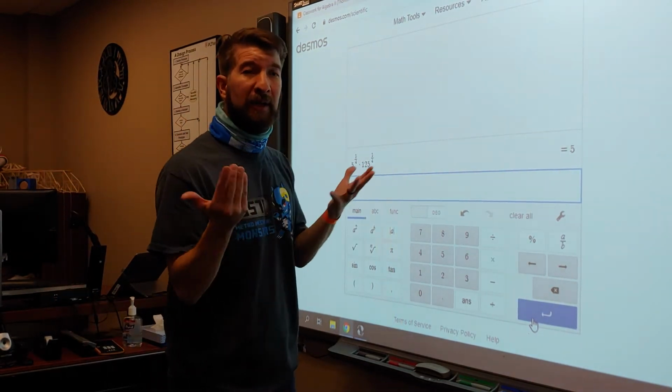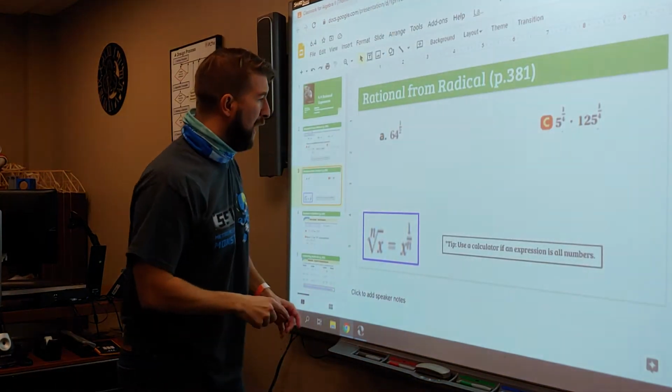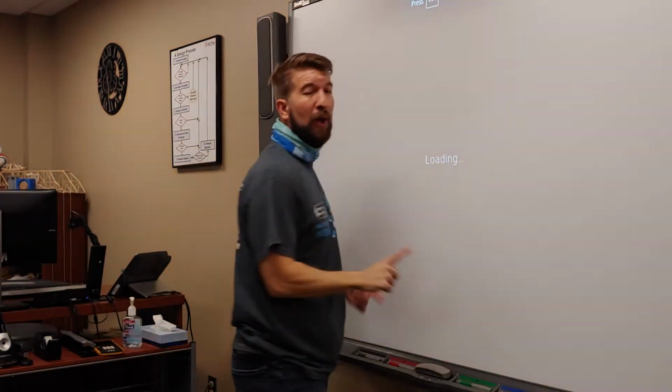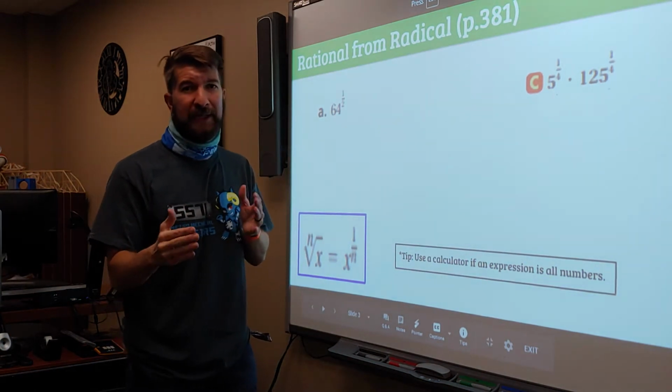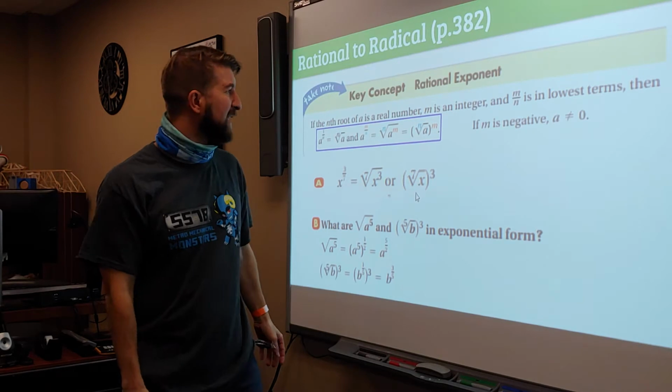So use the calculator. Get familiar with how to use the calculator on many of the problems in the homework, the quiz, and then later on in the test. If you just use the calculator and you know how to use it, it's going to be easy.